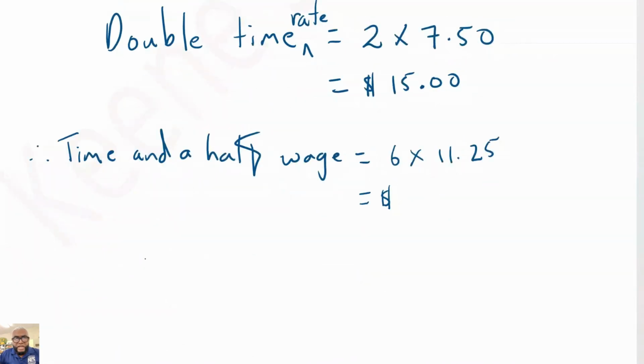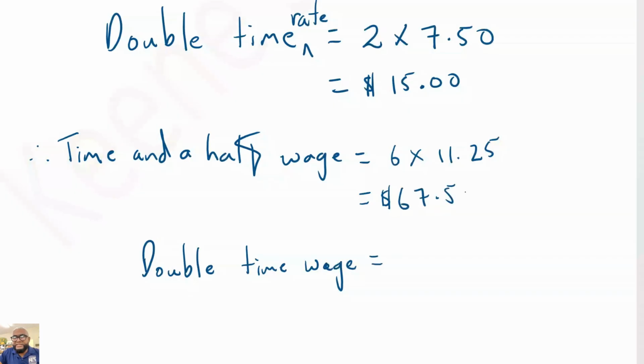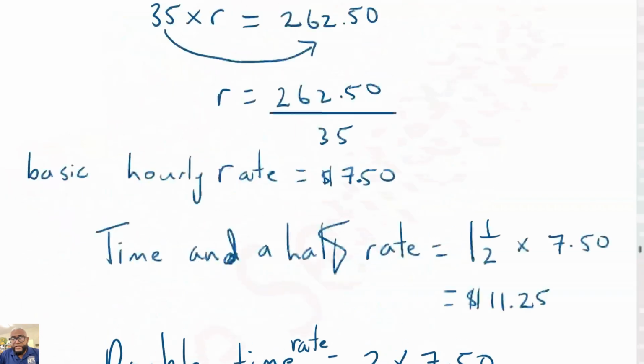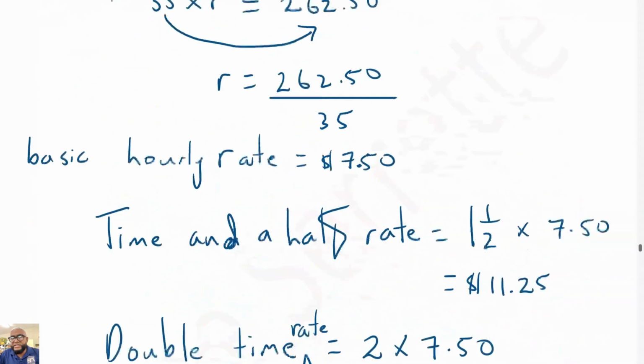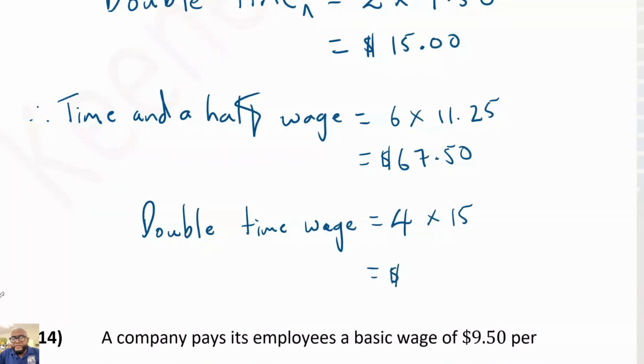So my double time, oh, this is 67.5. That's $67.50. Double time will be 2 times how many hours? It was 4. 4 multiplied by 15. But let me just make sure. Right, 4 was on Sunday, paid at double time. So, how do I find my gross salary now?